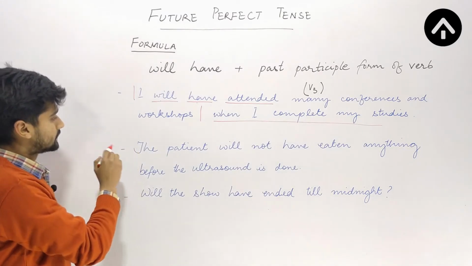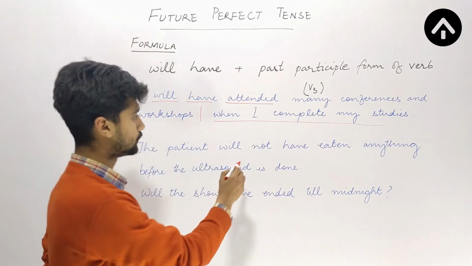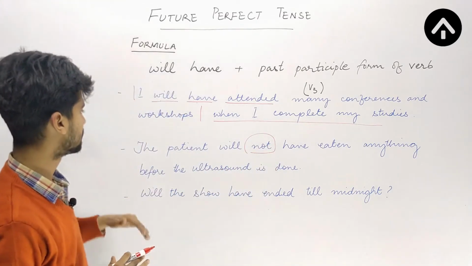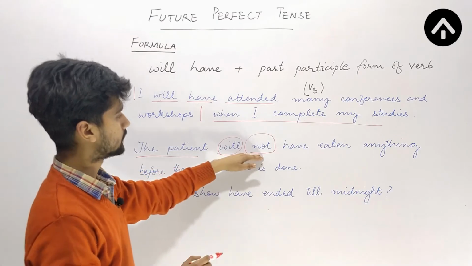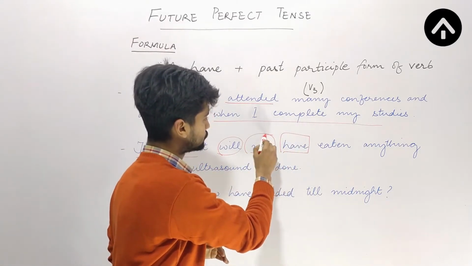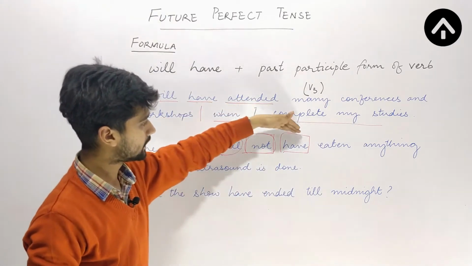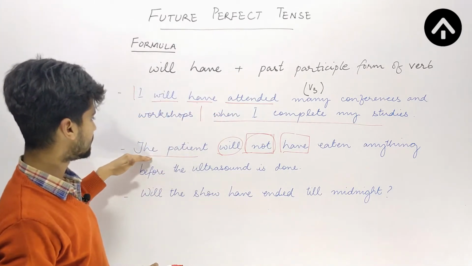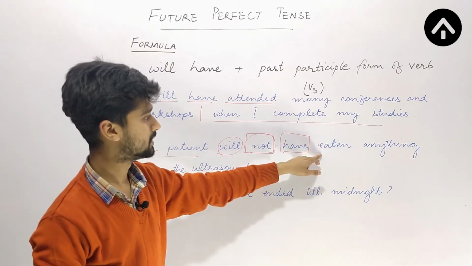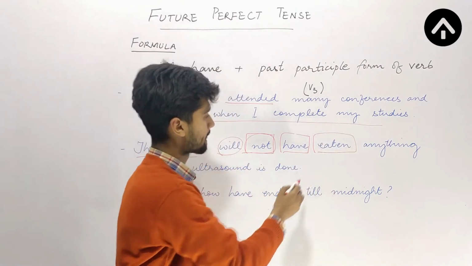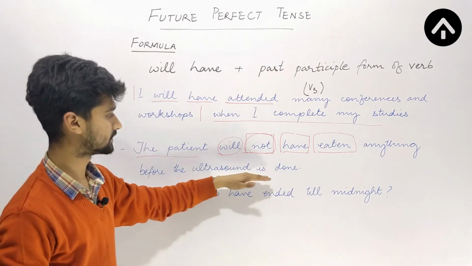All right, second example. This second example is of a negative sentence. The patient will not... the word "not" is denoting the negative aspect. The patient is the subject. Then I am using "will", "not" and "have". To denote the negation, I am using the word "not" between "will" and "have". So I am saying it like, the patient will not have. Then I am using the third form of the verb eat, so this will become eaten. The patient will not have eaten anything before the ultrasound is done.